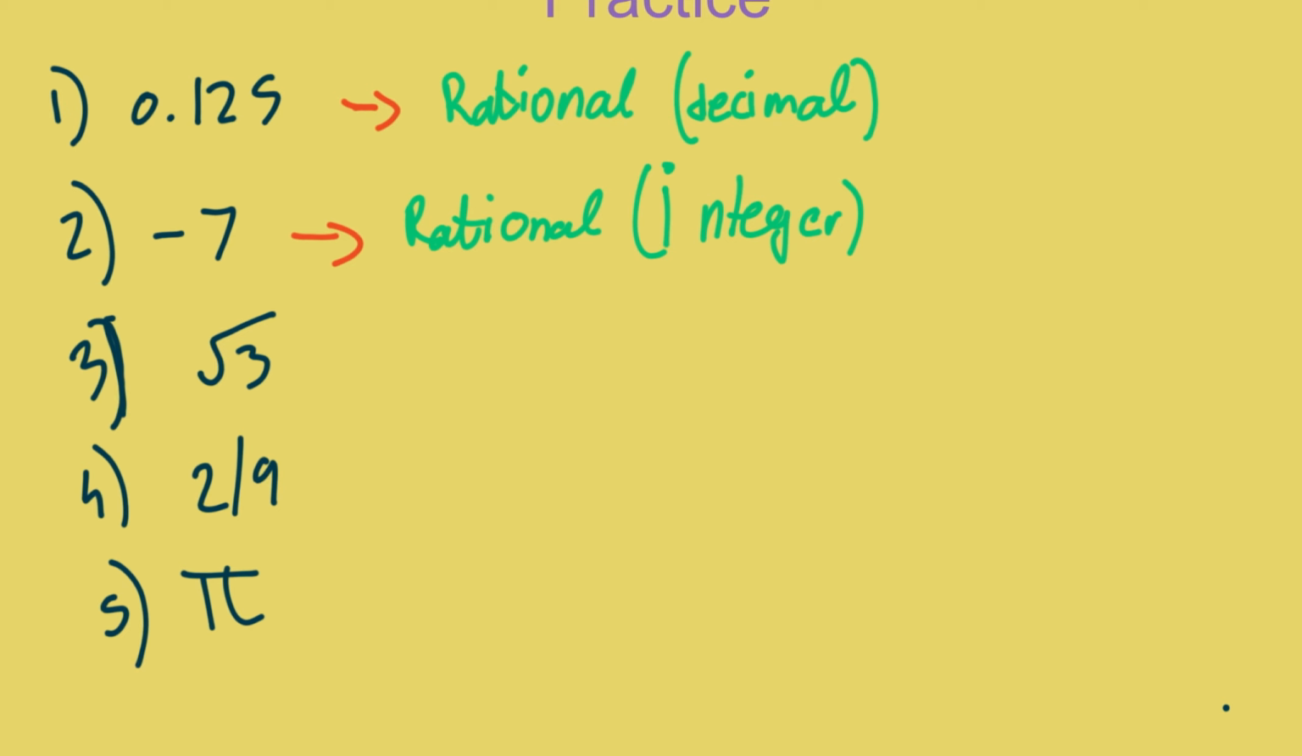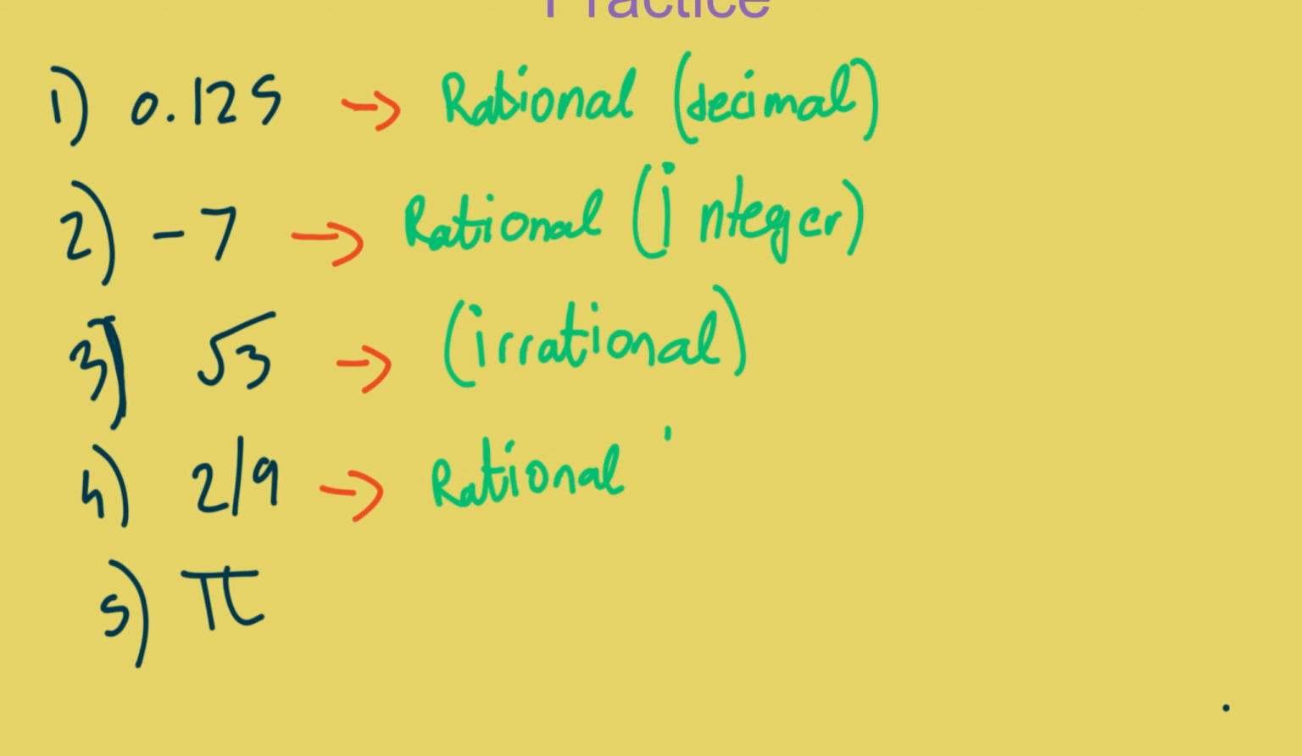Square root of 3, this is one of the examples I just showed you, so it will be irrational. Okay, and then 2/9, this will be rational, and this is because it's a fraction. Pi, also one of our examples, this will also be irrational.